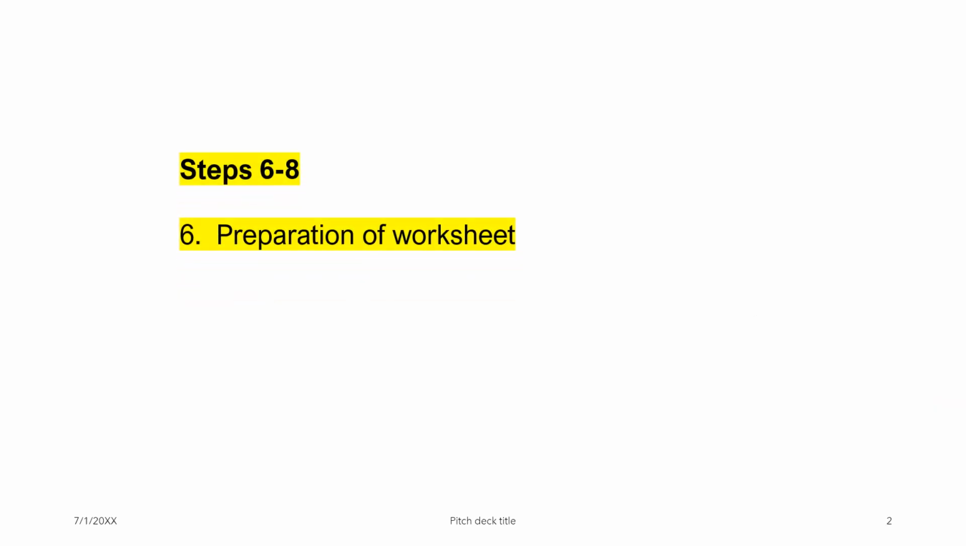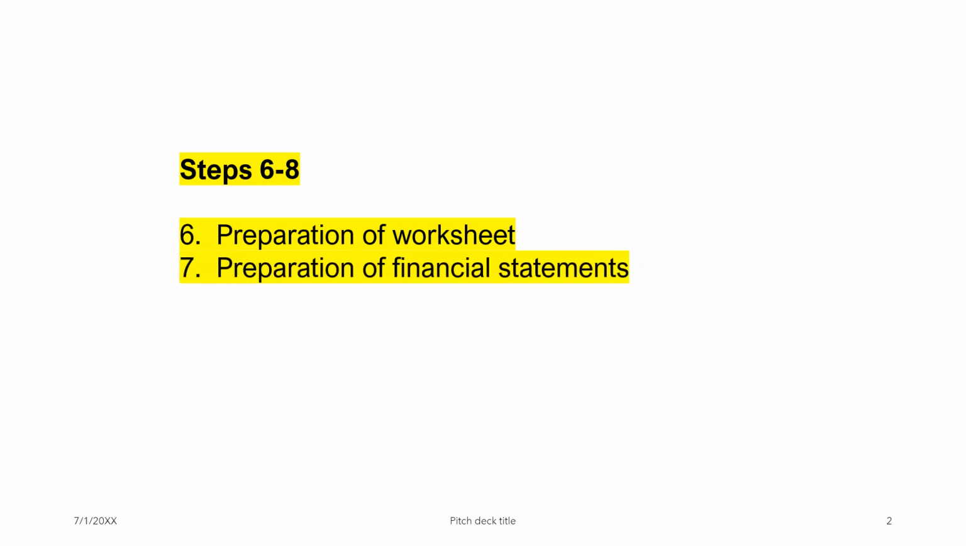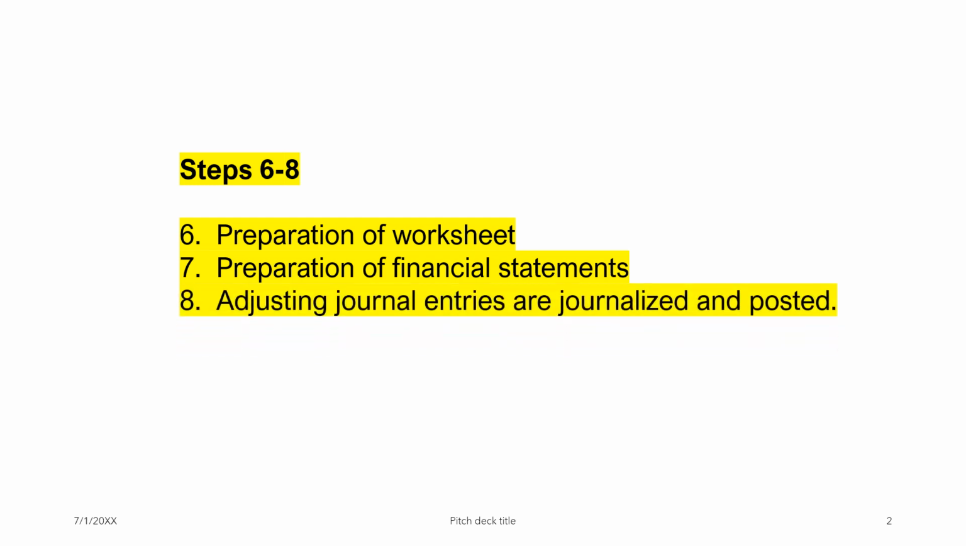Step 6 is about preparation of the worksheet, and we will be able to complete the worksheet since you already know how to prepare adjusting entries. Then after that, we'll prepare financial statements, primarily the income statement, balance sheet, and statement of changes in owner's equity. Then after that, we'll prepare adjusting journal entries and we'll post that to the ledger, okay?